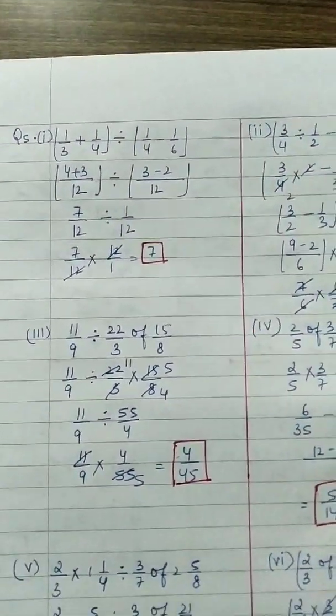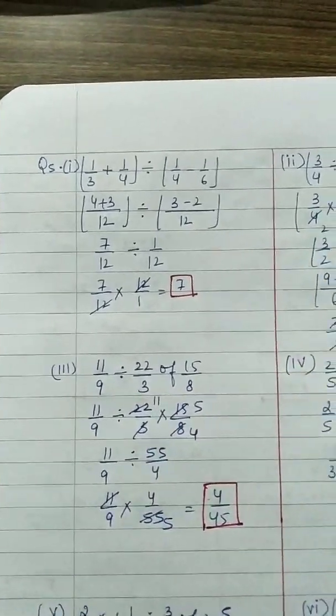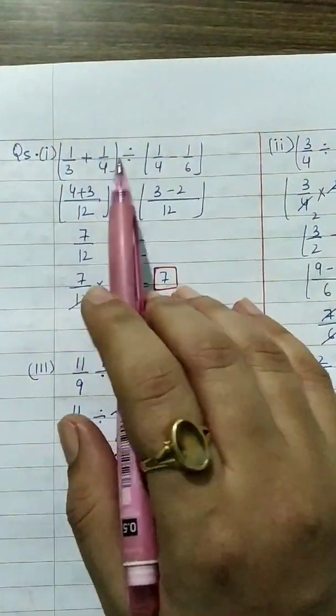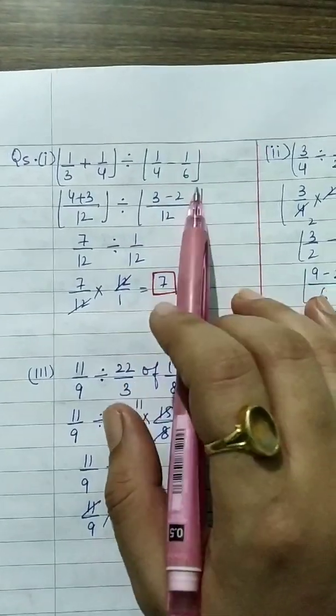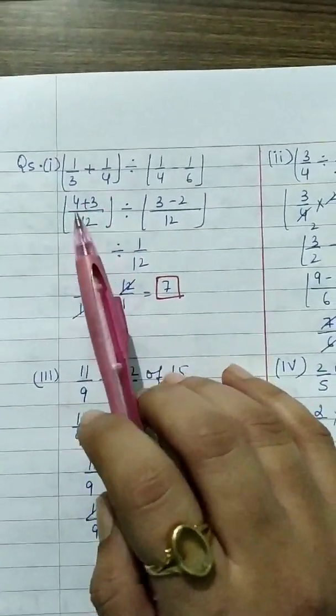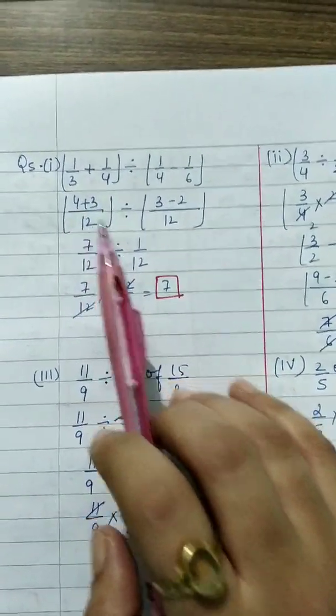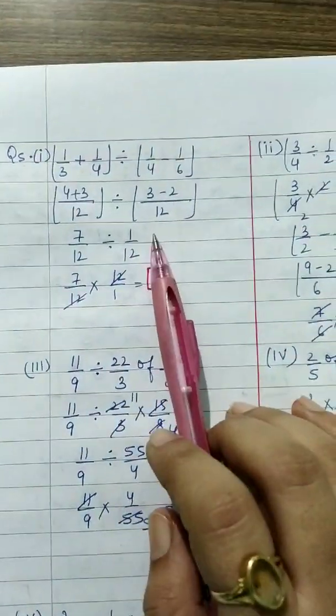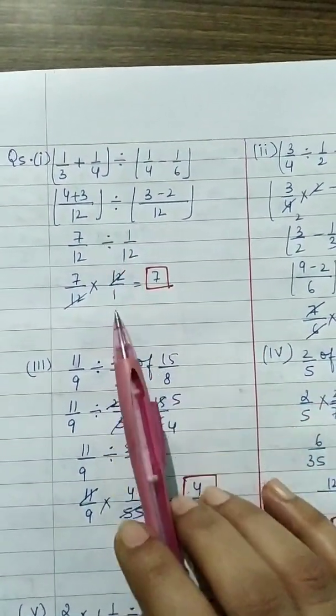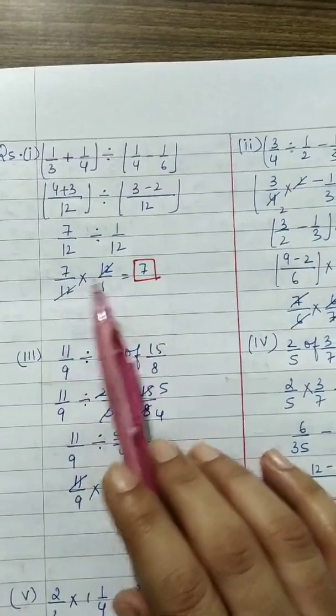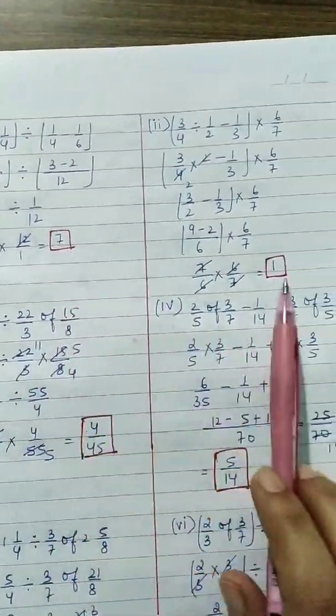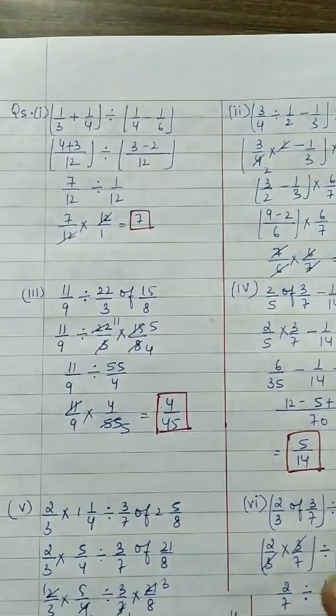Next is question number 5. It is also similar to this. 1 by 3 plus 1 by 4 divided by 1 by 4 minus 1 by 6. So take the LCM over here. You will get 4 plus 3 by 12 divided by 3 minus 2 by 12. So change this divide sign into multiply. 12 by 1. You can cancel 12 and 7 will be the answer. The second part is easy. This you can do.